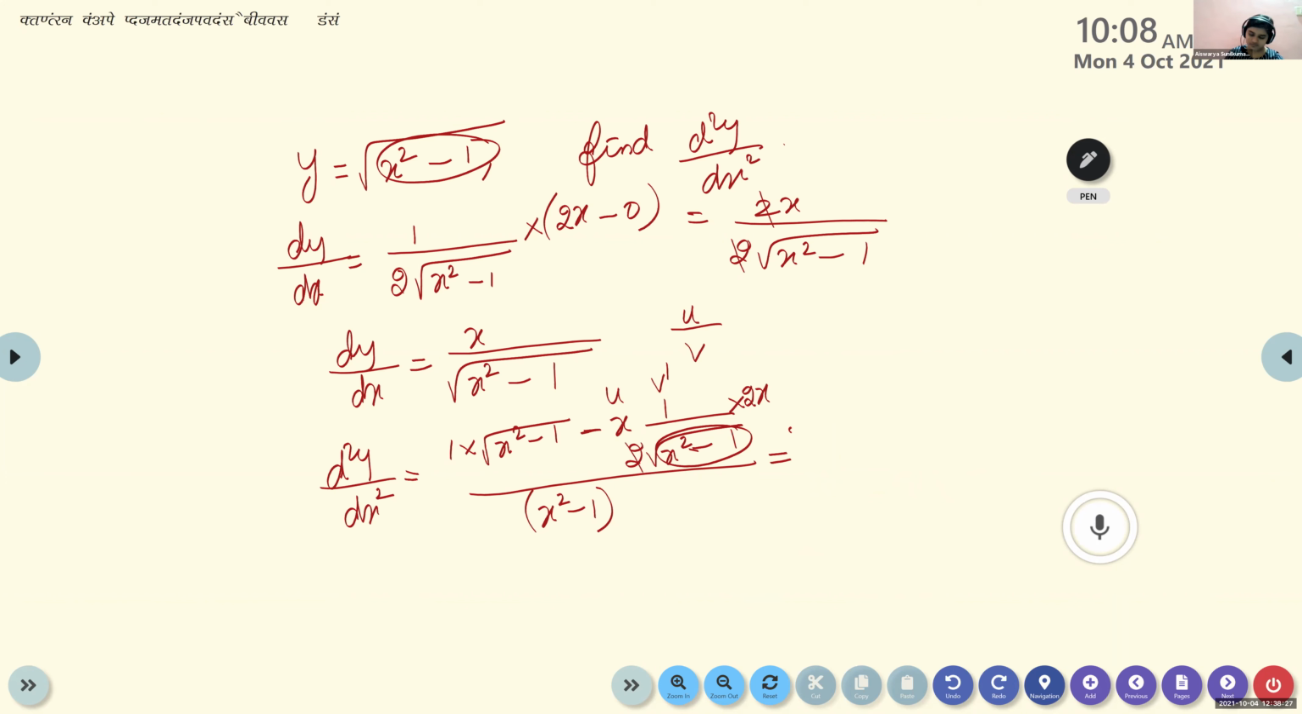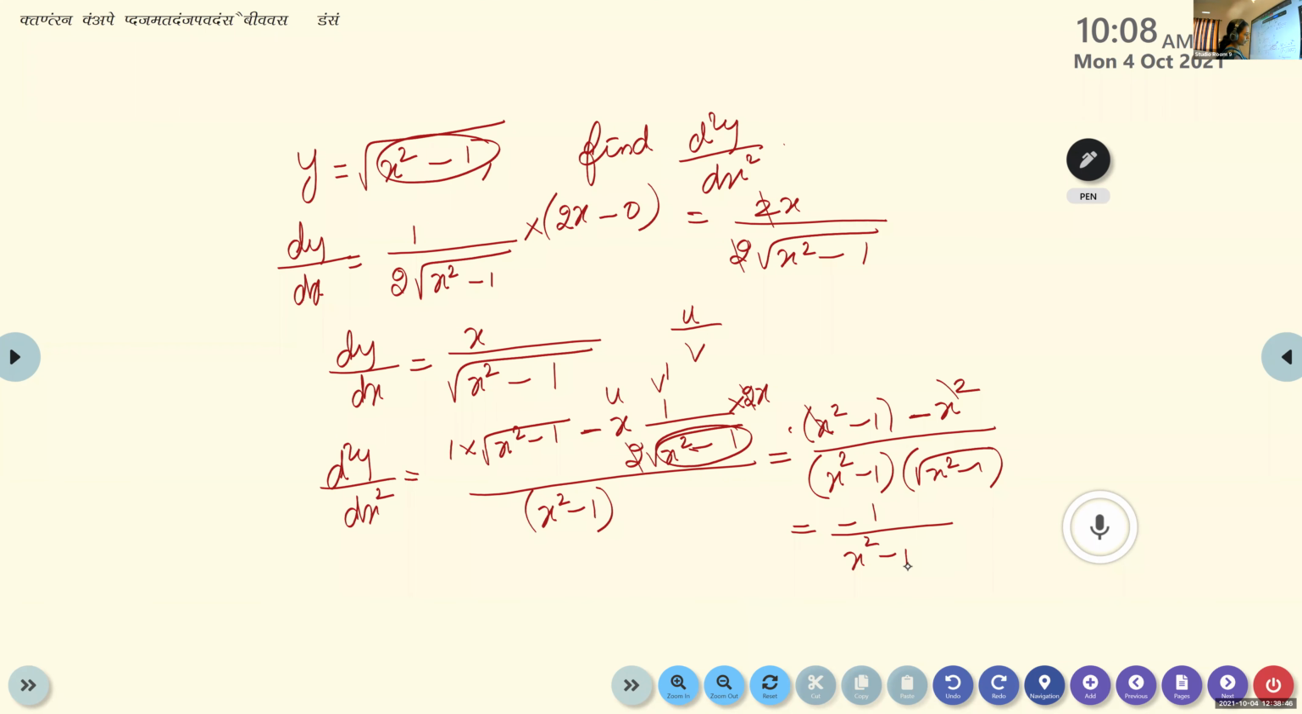Yes, ma'am. So here 2 will get cancelled. So when you cross multiply it, x square minus 1 minus x square by square minus 1 into root of x square minus 1. These two will get cancelled. So we get minus 1 by x square minus 1 whole raised to 3 by 2. Okay, try this question once again.